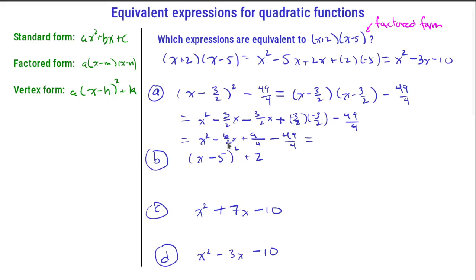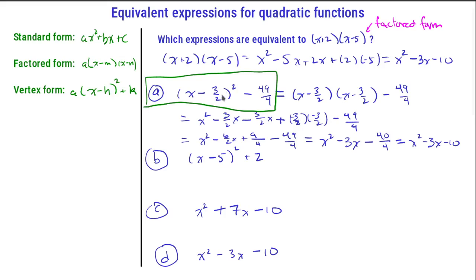All right, last step, let's simplify a little bit more. So x squared, 6 over 2 is 3, so minus 3x. X squared minus 3x, those both match. So far so good. And then 9/4 minus 49/4. The denominators are alike, so 9 minus 49 is negative 40, over 4, and 40 over 4 is 10. So this is x squared minus 3x minus 10. That's a match. So this is going to be an equivalent expression.